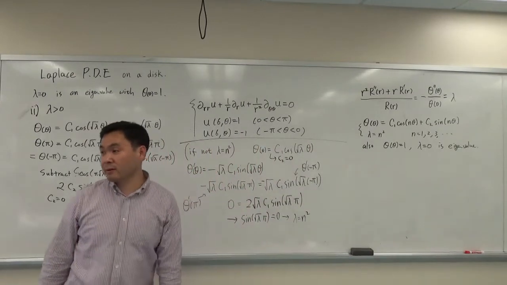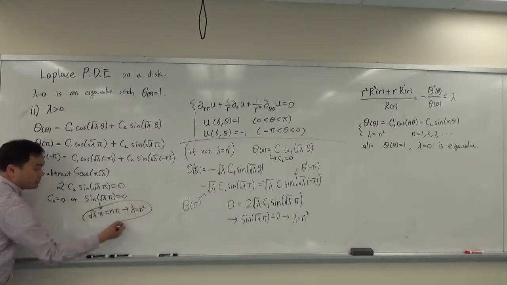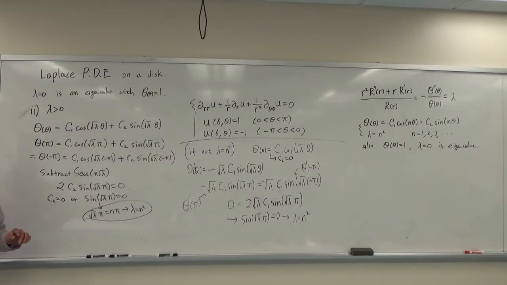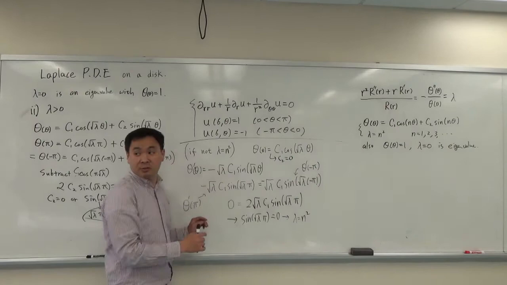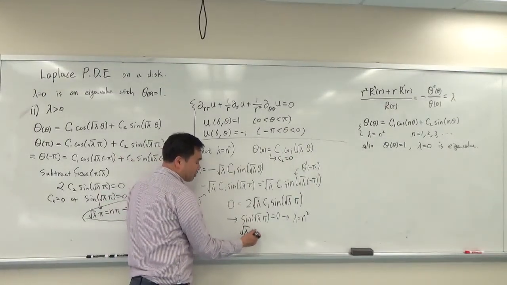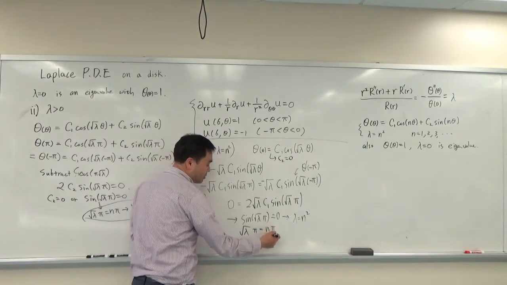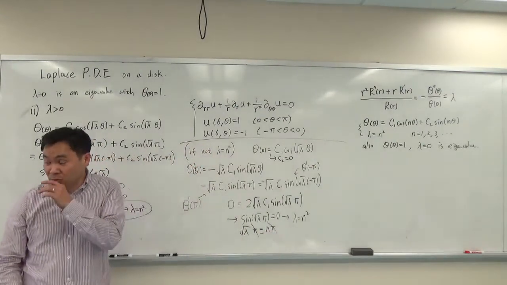I have a question. Yes. Can you remind us how we determined that the eigenvalue is equivalent to n squared? Here. Yeah, I see it in both places, right? So when is sine 0? When sine is 0, it's n pi. So you say square root of lambda pi equals n pi. Divide both sides by pi, and square both sides, you get lambda equal to n squared.